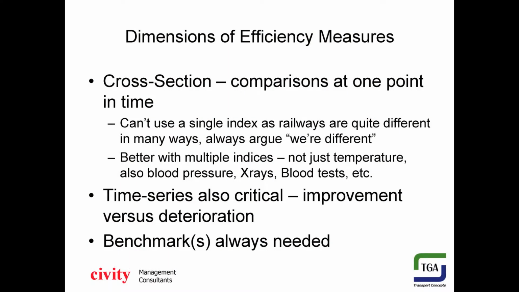We will discuss this many times today, but I think there are two dimensions of efficiency measures. One of these is cross-sectional comparisons. That's where we're comparing a bunch of railways at one point in time. I want to stress that we cannot use a single index, never, because railways are quite different and they will always argue it. You can't compare me with them because I have more ton kilometers per kilometer than they do, and therefore the whole analysis is invalid. This is argument number one that you always receive.